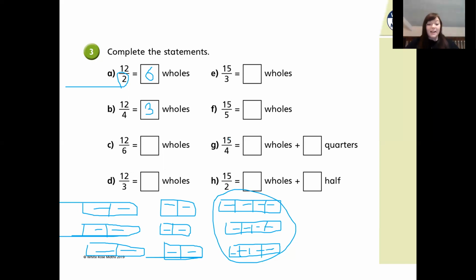When it gets to G and H, I then need to draw my bars out to see how many wholes and how many quarters I have. And that will tell me the answer to G and H. Okay, pause the video and have a go at those questions for me.